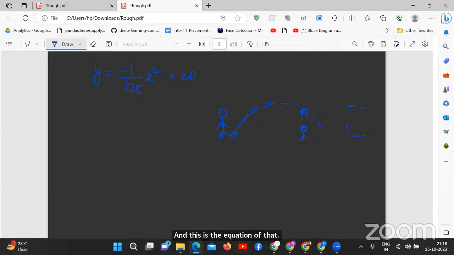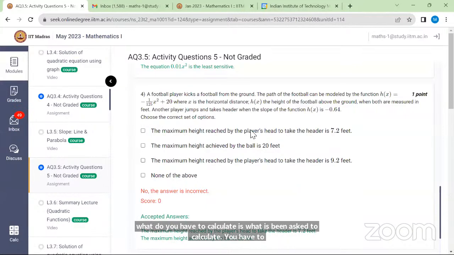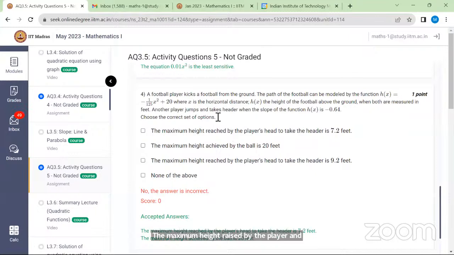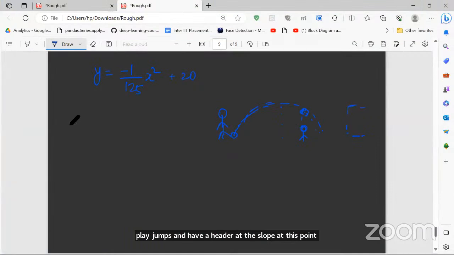Now, what you have to calculate is the maximum height the ball will reach and the maximum height reached by the player. And then you have been given something else also: another player jumps and takes a header at the slope at this point. So what is the slope for this equation? Just tell me the slope. That's why I was telling you every time, if you don't know that, just differentiate it. 1 upon 125 into 2x. This will be your slope, right?